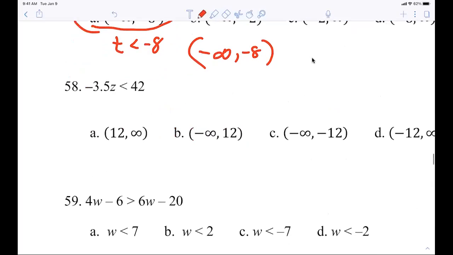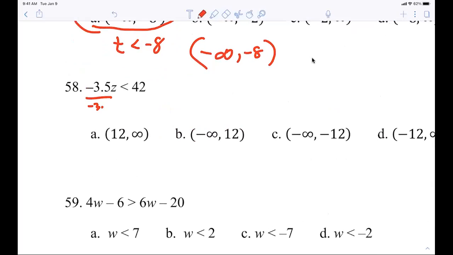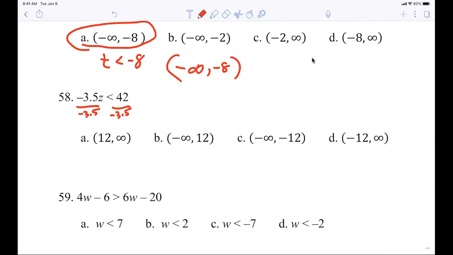All right. So now I'm going to divide by negative 3.5. Do I really have to do 42 divided by 3.5, or can I just look at my answers? Because they're all what? 12, right? You just have to decide if it's positive or negative. So positive divided by a negative is a negative. So Z has to be, yes, but what sign? Greater than, thank you, because you divided by a negative. So Z is greater than negative 12. That means you start at negative 12 and you go to infinity.